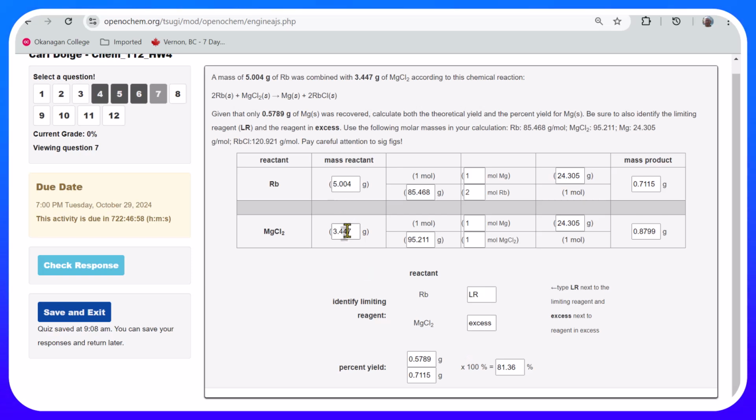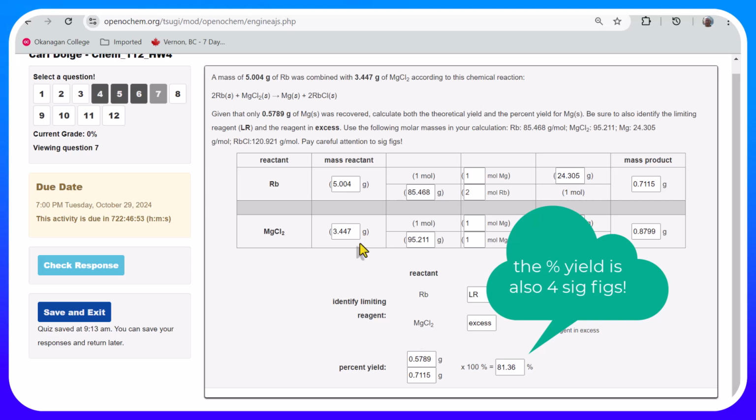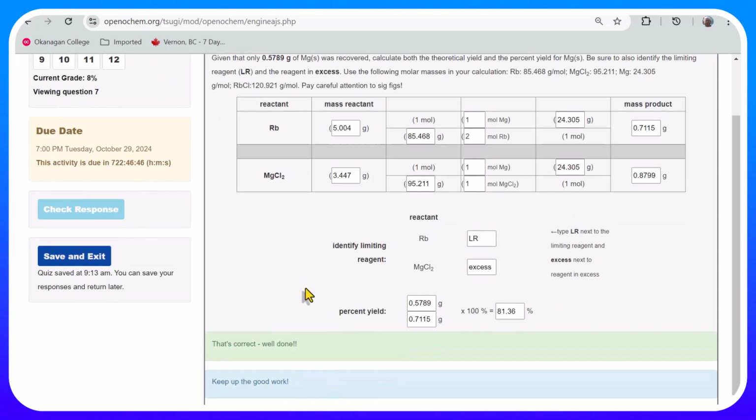I'm paying attention to significant figures. So essentially 4 sig figs, 4 sig figs, 4 sig figs in terms of the mass of the product. The actual mass recovered is 4 sig figs. With any luck, I've got this correct.